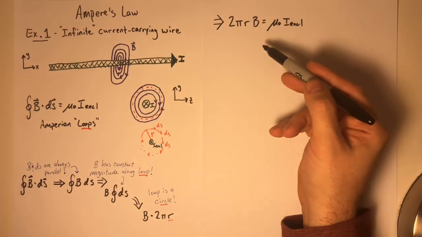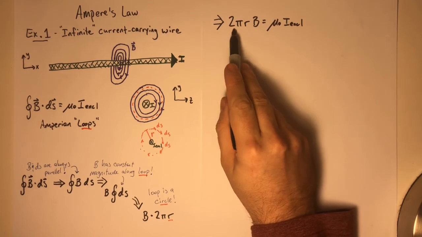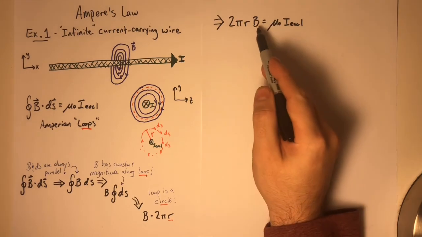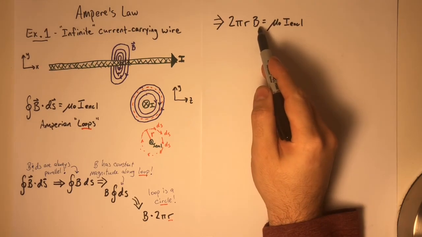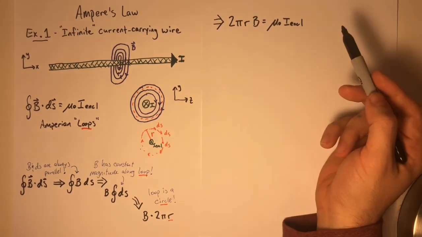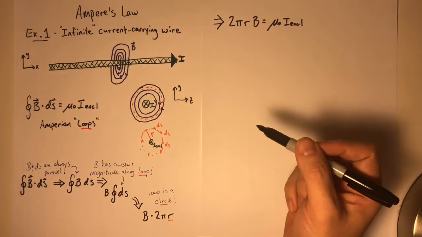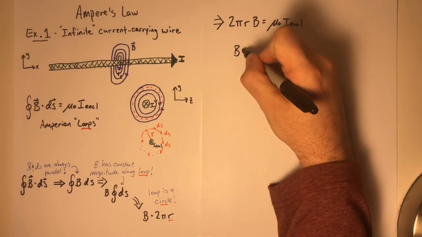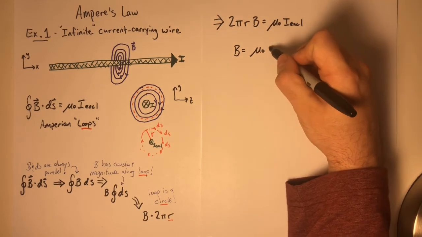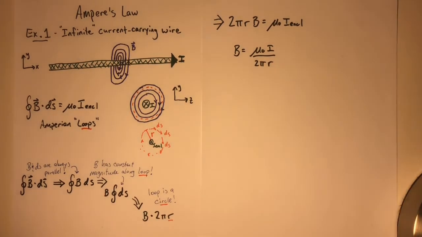This makes Ampere's law turn into something very, very simple. We have the circumference of the Amperian loop, 2 pi r, multiplied by the constant field strength at that particular distance r, equals mu naught times the enclosed current. In this case, of course, the enclosed current is just given as I. So this leaves us finally with B equals mu naught times I over 2 pi r. And that's it.